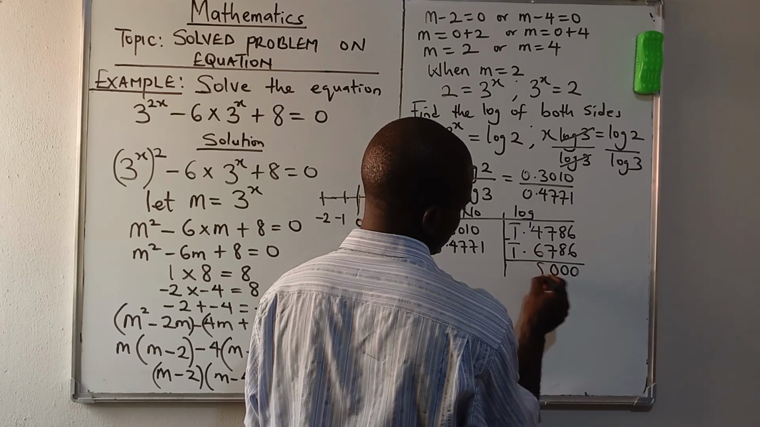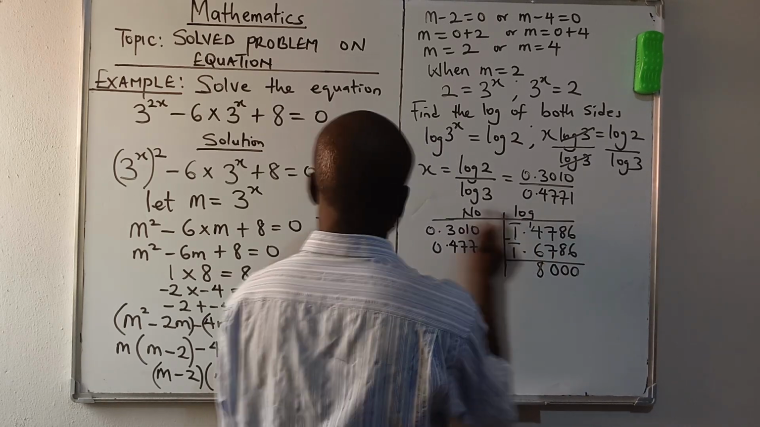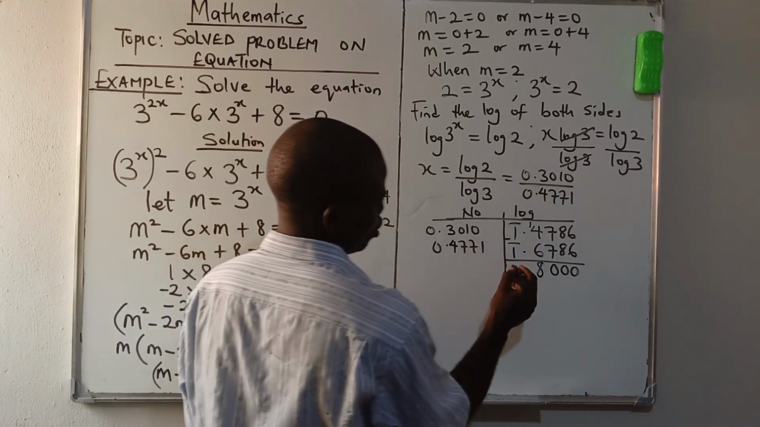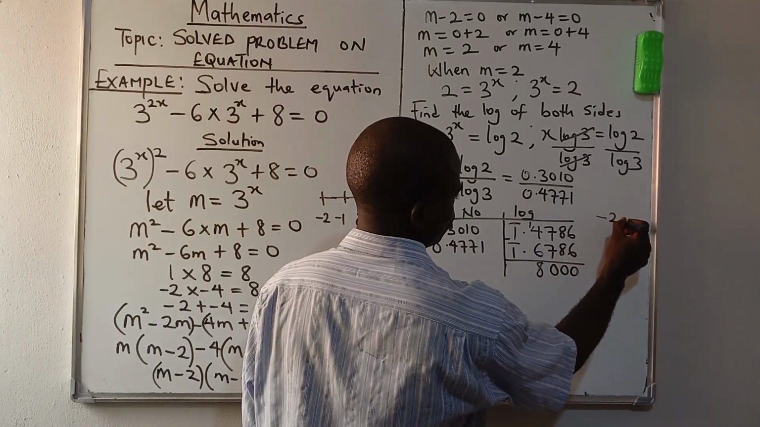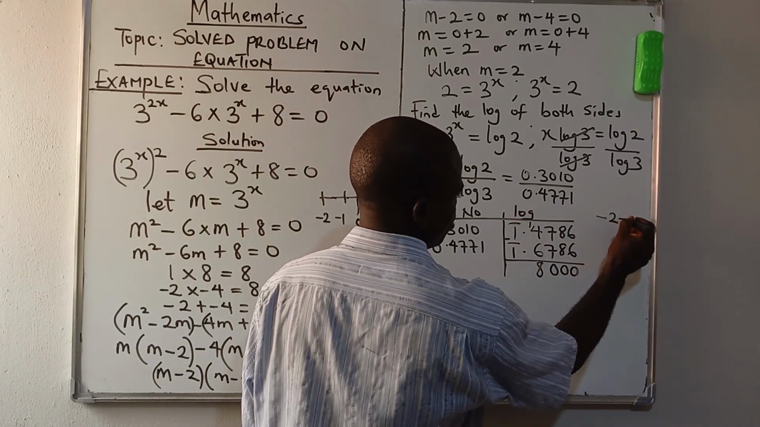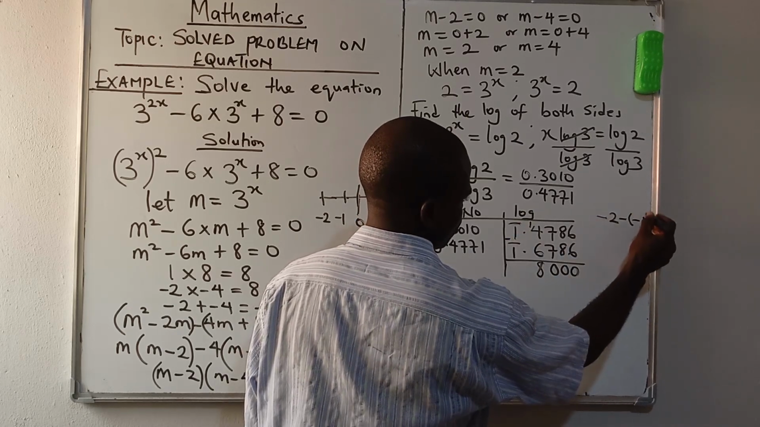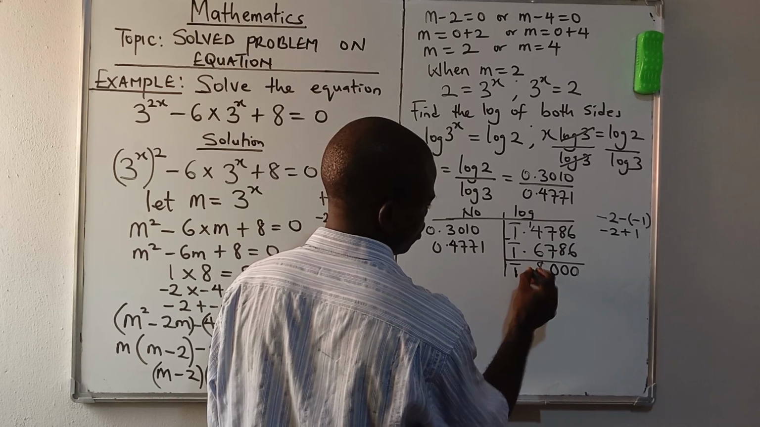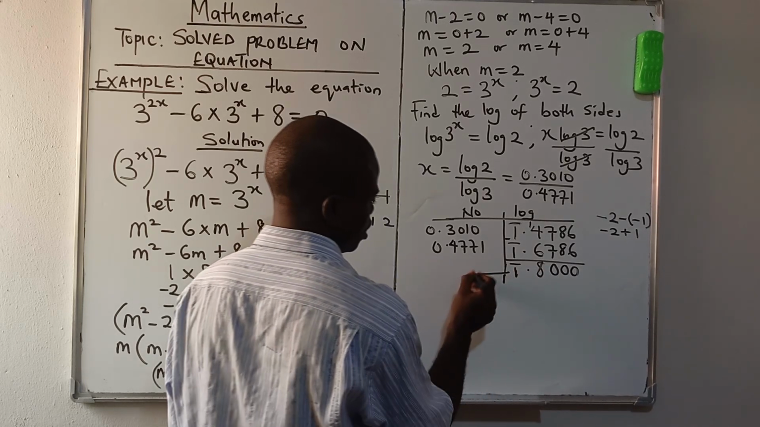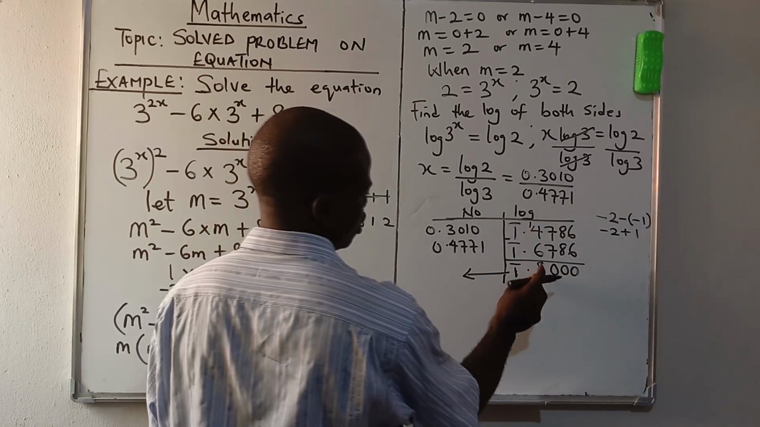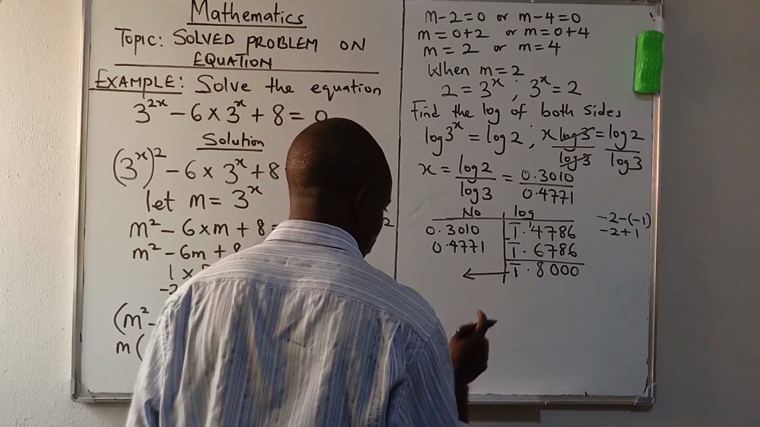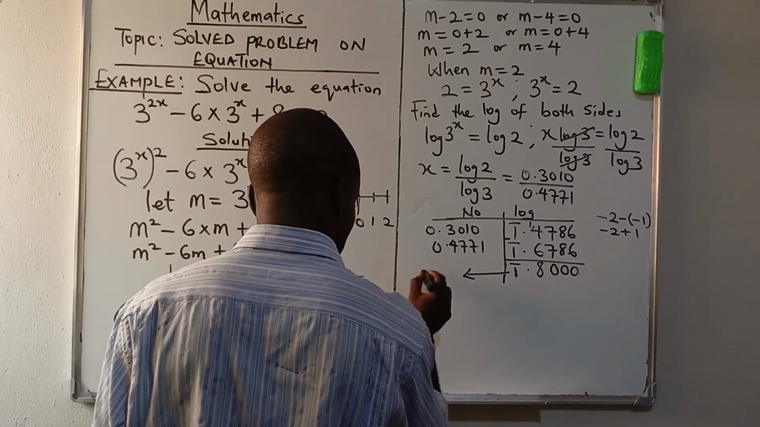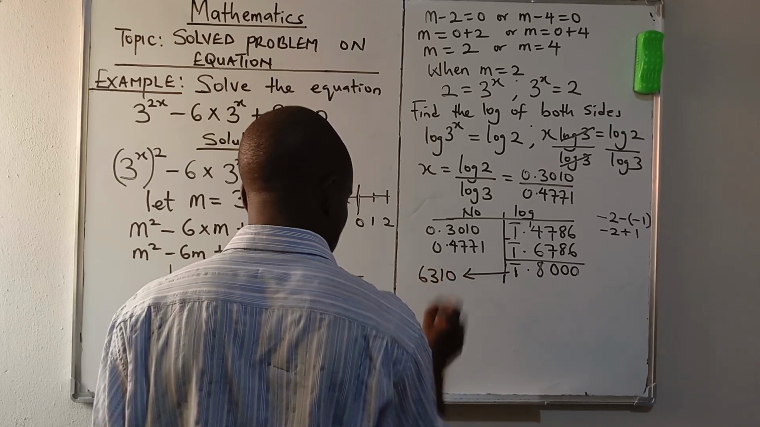14 minus 6, that's 8. Now this one turns to minus 2. You borrow 1 from minus 1, it comes to minus 2. Minus 2 plus 1, that's bar 1. Now find the antilog of that. Check 80 under 0, difference of 0. When you do that, you have 6, 6, 3, 1, 0.